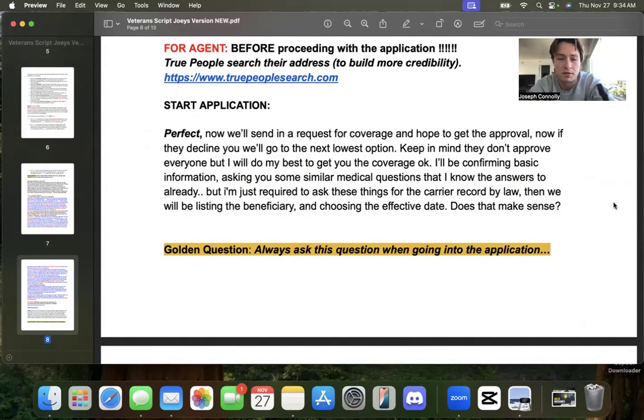Okay, so I'm just going to confirm some basic information with you. I'm going to reconfirm some of your medical questions, even though I already know the answers. I'm just required to ask these questions for the carrier record by law.